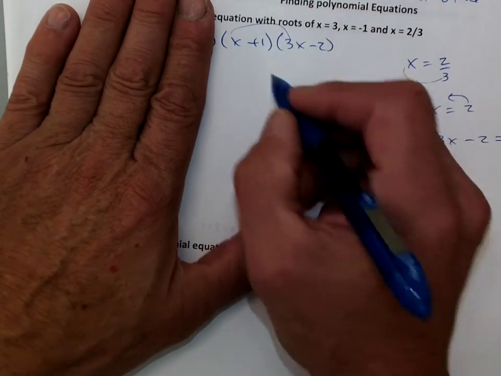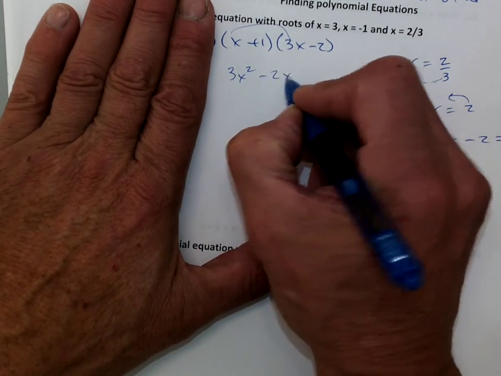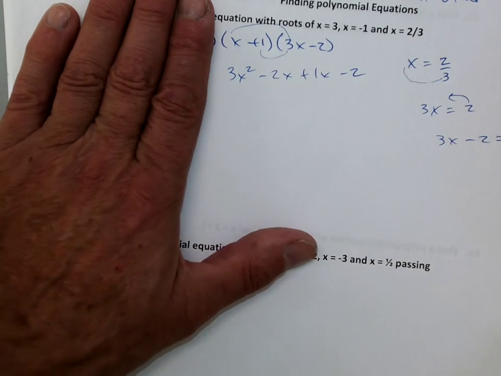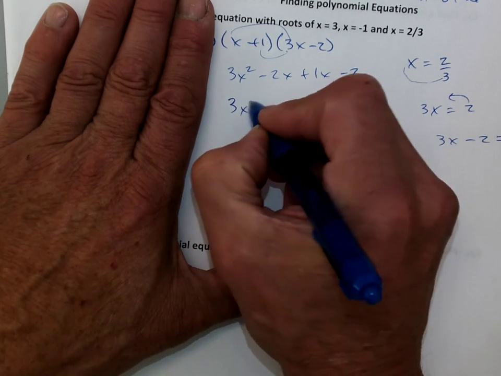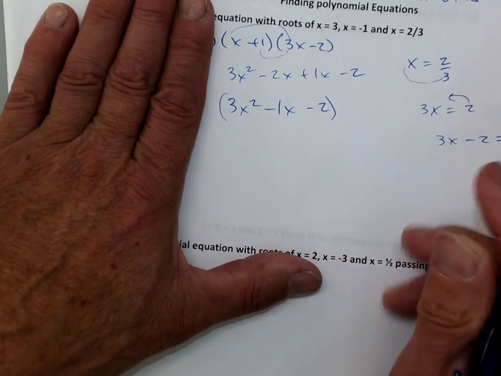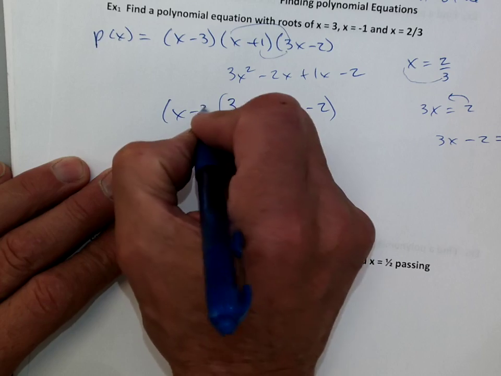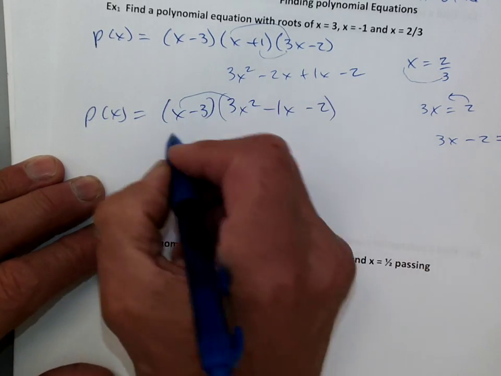So I'm going to go 3x squared minus 2x plus a 1x minus 2. This is exactly what we just did in that SBA practice problem. So we'd have a 3x squared minus a 1x minus 2, okay? But now I'm going to bring back in the x minus 3, and I'm going to do a super FOIL. So I get a 3x.